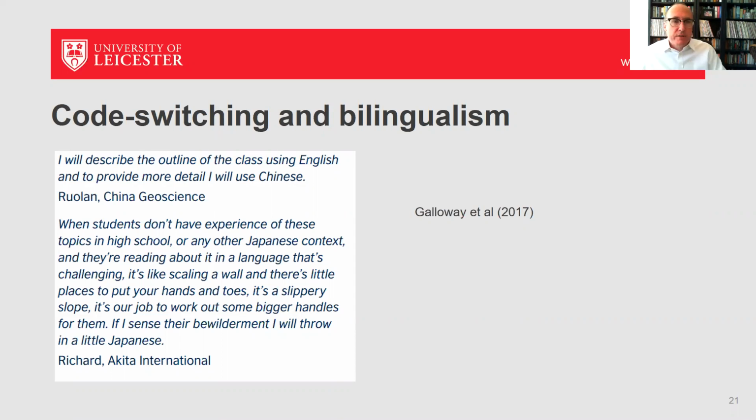But a word of caution: taking this more nuanced approach brings risks. The code switching by the lecturer can also be viewed negatively by the students, and Galloway notes this. As we see here with our example of Ruolan and Richard, they're negotiating their way through the content, making decisions. They think they're helping their students.